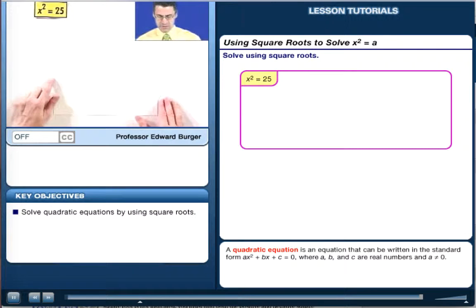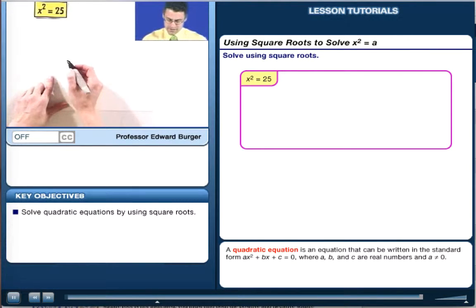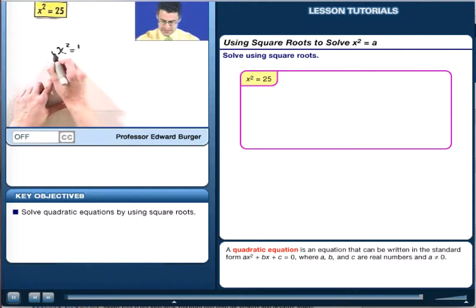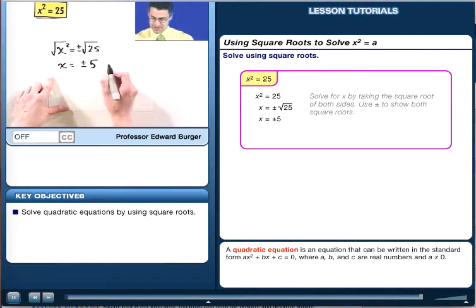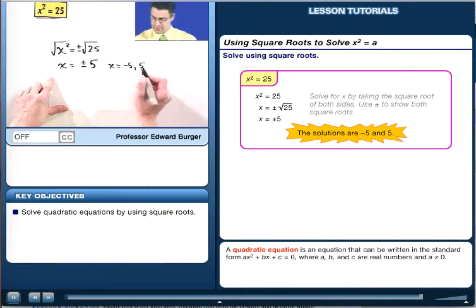x squared equals 25. There's an equation. And what I'd like us to do is solve that, not by factoring, but by taking the square root of both sides. So when I take the positive and negative square root of both sides, I see x equals plus or minus, well, the square root of 25 is 5. So this actually is a shorthand way of saying two answers. x equals negative 5, x equals 5.